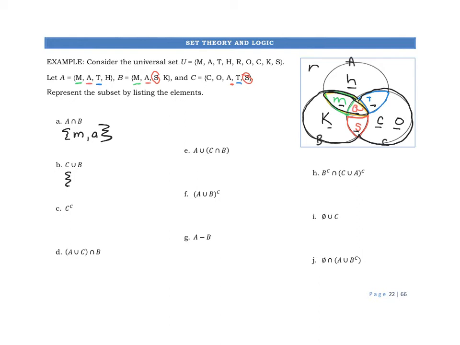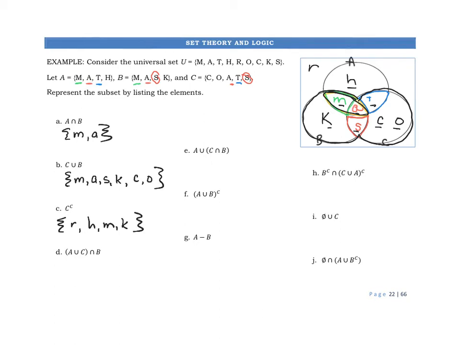So it looks like we have, let's list the elements in B: M, A, S, K, and then anything else that was in C that wasn't also in B. So that looks like C, O. Okay. Now we're listing the elements that aren't in C. Well, that would be R, because it's not in any of them. H is in A only. M is in A and B, but not C. And then K is in B only.